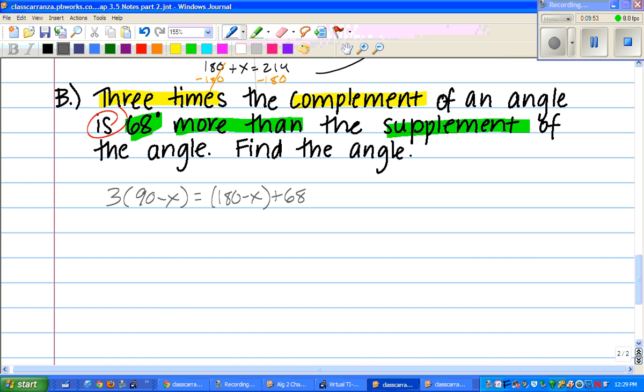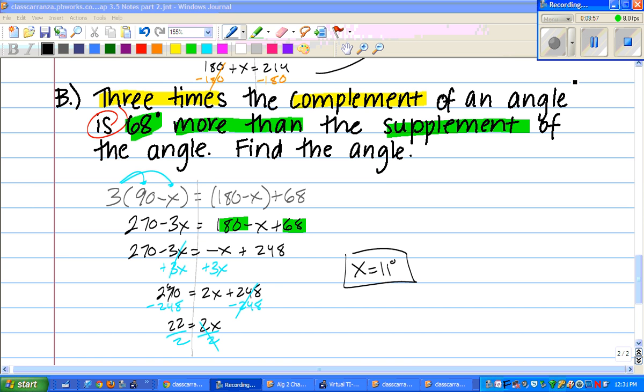Go ahead and pause the video and let's see how you guys do. All right, you end up getting x equals 11 degrees. Now, let's go through and see what I did. So first thing we did was distribute the 3. On the right side, we combined the like terms. I put the x's to one side, so I got rid of the 3x because that's smaller. Subtracted the 248 and get 22. And then x equals 11.